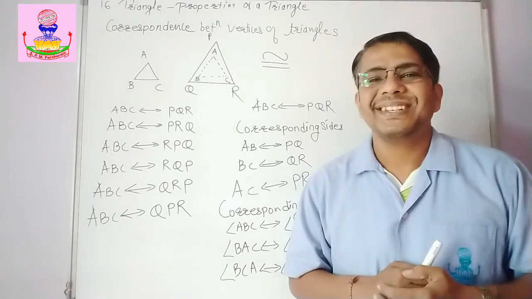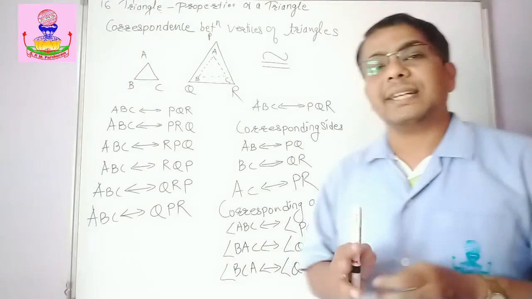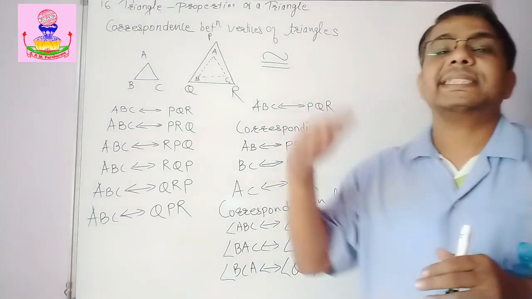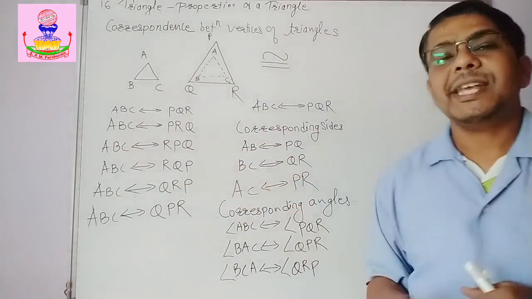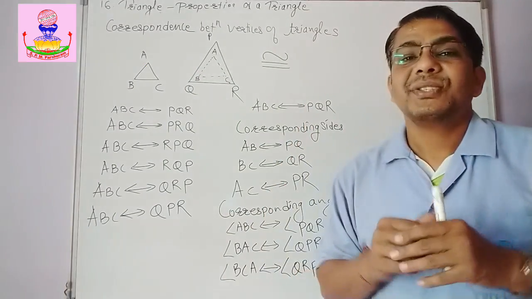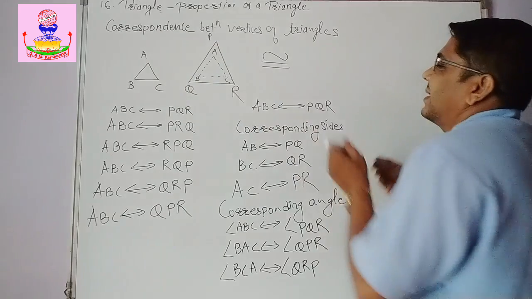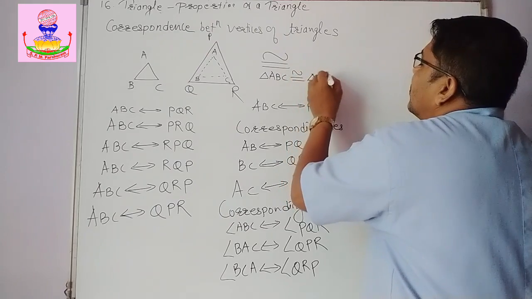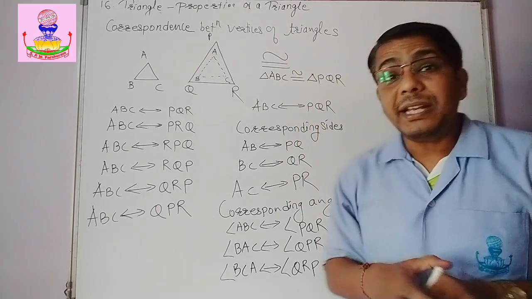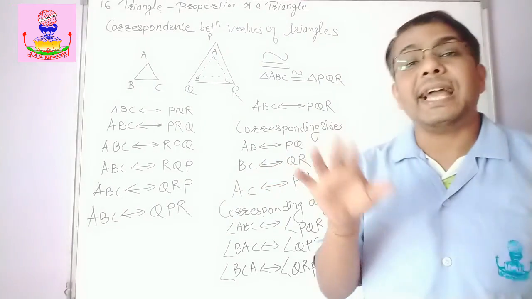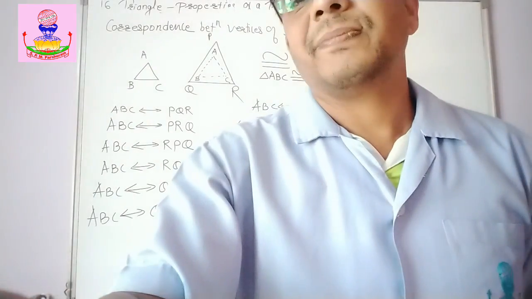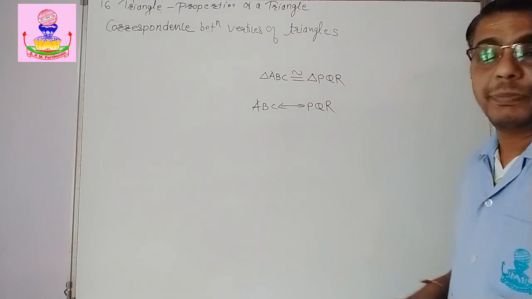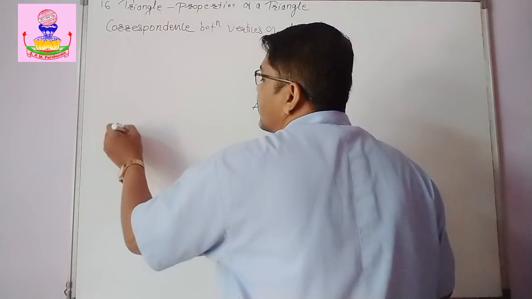So when for a given correspondence, the 3 sides of a triangle are exactly equal to the 3 sides of another triangle, and the 3 angles of a triangle are exactly equal in measure to the 3 angles of another triangle, then the 2 triangles are said to be congruent. For example, suppose these 2 triangles are congruent, then triangle ABC will be congruent to triangle PQR. So depending upon that correspondence, we can write the congruent angles and congruent sides.